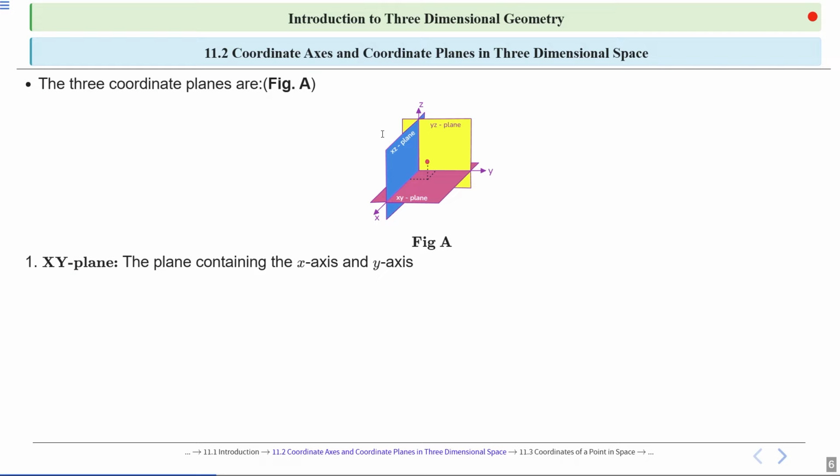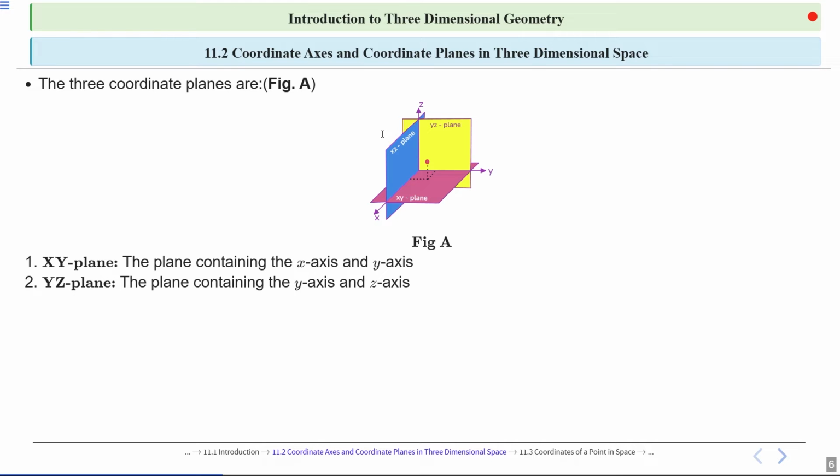Now let's examine the first coordinate plane, called the xy-plane. This plane contains both the x-axis and the y-axis. Imagine it as a flat surface that stretches out left, right, forward and backward, but has no height.